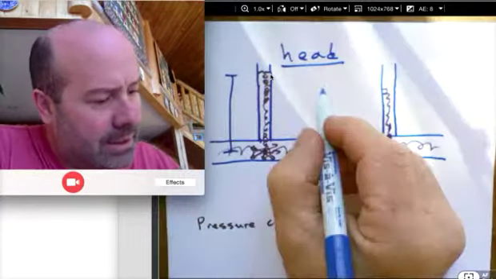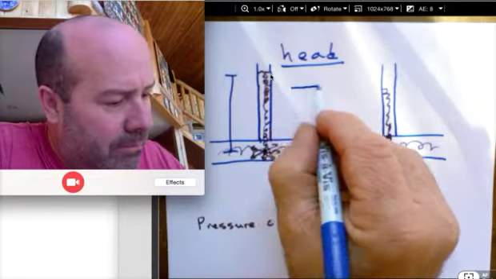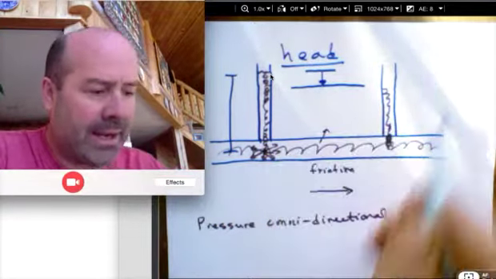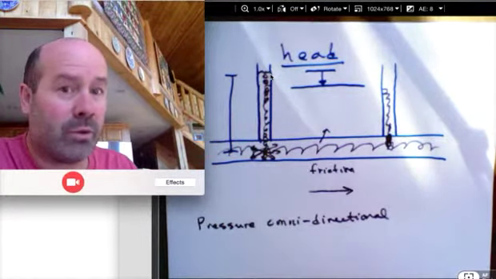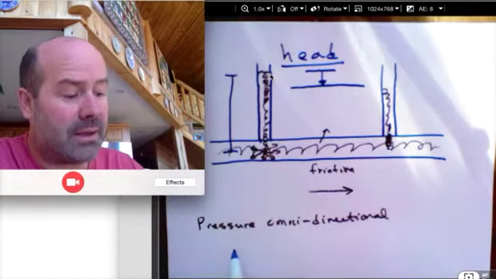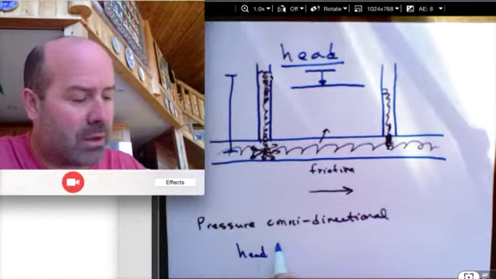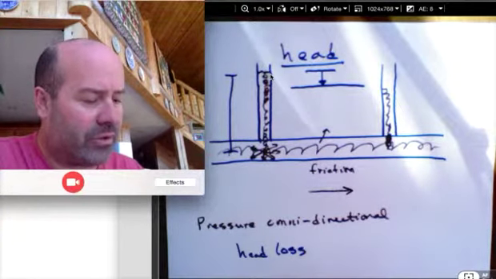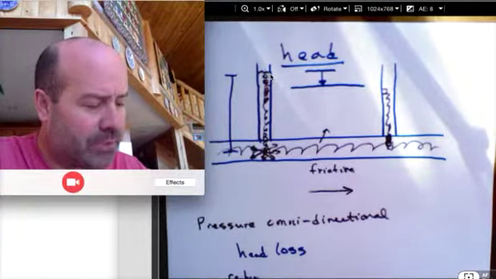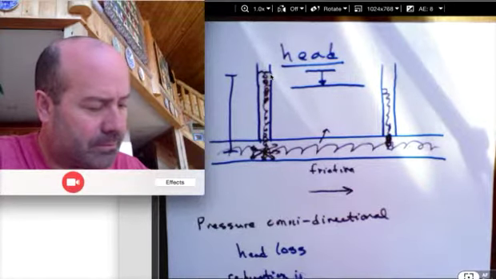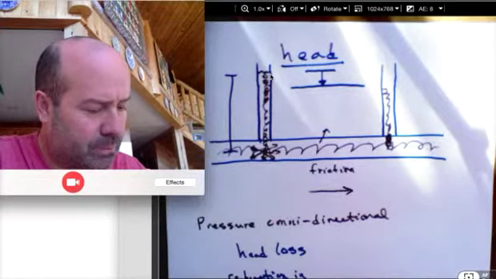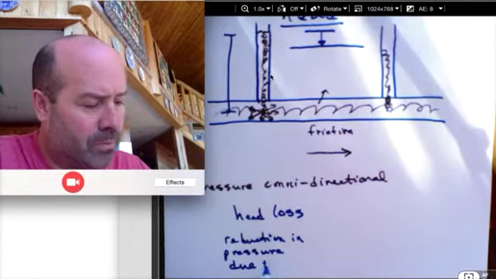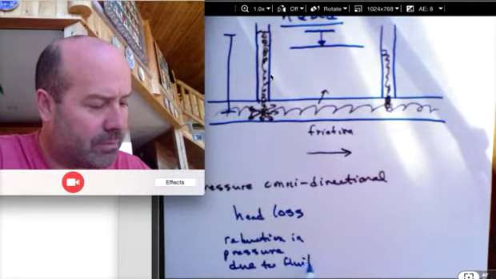And in fact, the name we have for that drop in head, wait for it, head loss. Head loss is a reduction in pressure due to fluid friction.